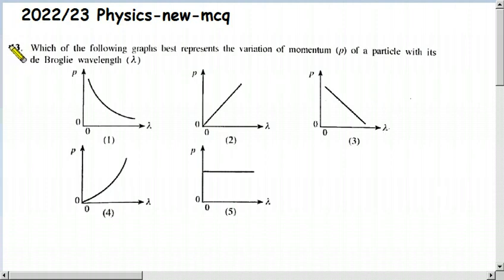Children, today I am going to discuss question number 13 from the MCQ part of 2022-23 Physics New Syllabus paper. Which of the following graphs best represents the variation of momentum P of a particle with its de Broglie wavelength lambda? So there are 5 graphs. So we have to select the correct one.